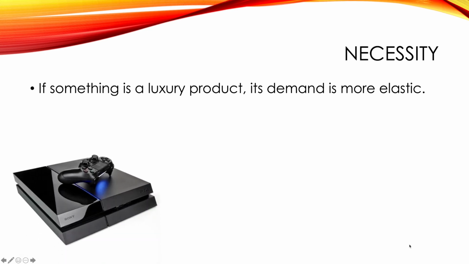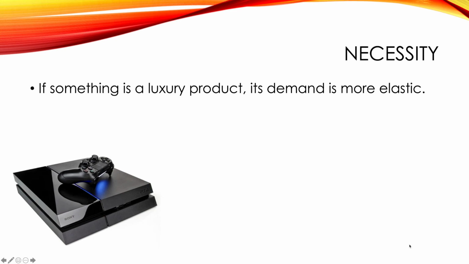A good example would be a gaming console. They're nice to have. There's lots of awesome stuff you can do with them, but you don't need them. And so you're going to have a more elastic demand. You're going to be more price sensitive for something like that. So you might shop around a little bit more.